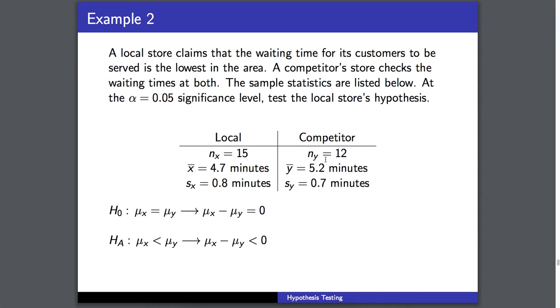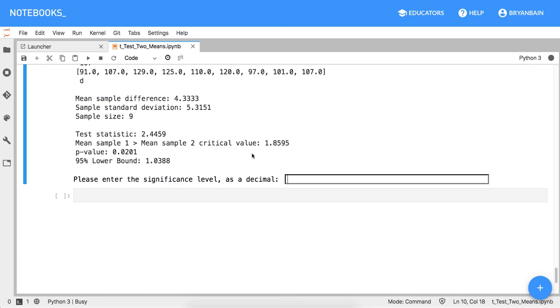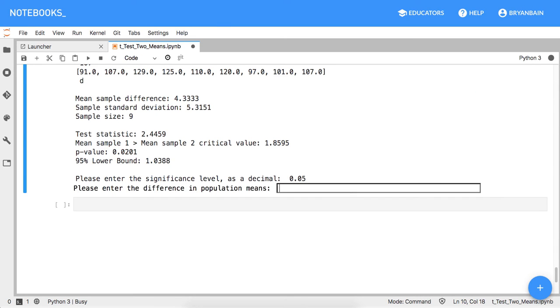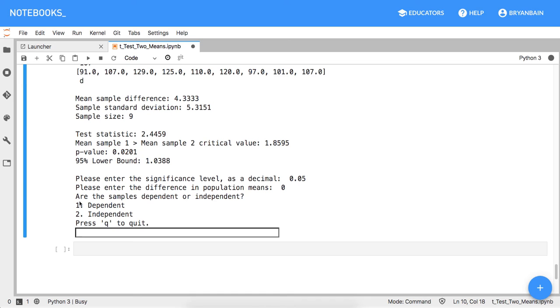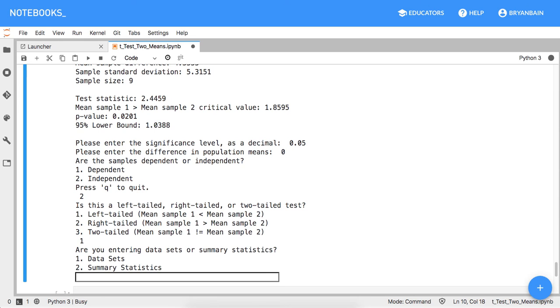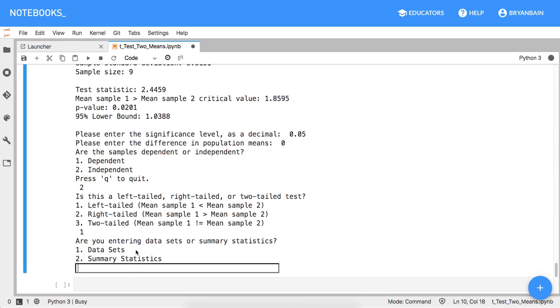So we're going to input this information. These are independent samples, keep in mind. Our significance level, I think, was 5%. Yeah, 0.05. Our difference in population means was 0. The samples here are independent, so we'll select option 2. And we did say that the mean of the first is less than the mean of the second, so it's a left-tailed test, so option 1. And for this one, we are entering summary statistics. We have that table there, so option 2. We'll look at data sets in the next example.